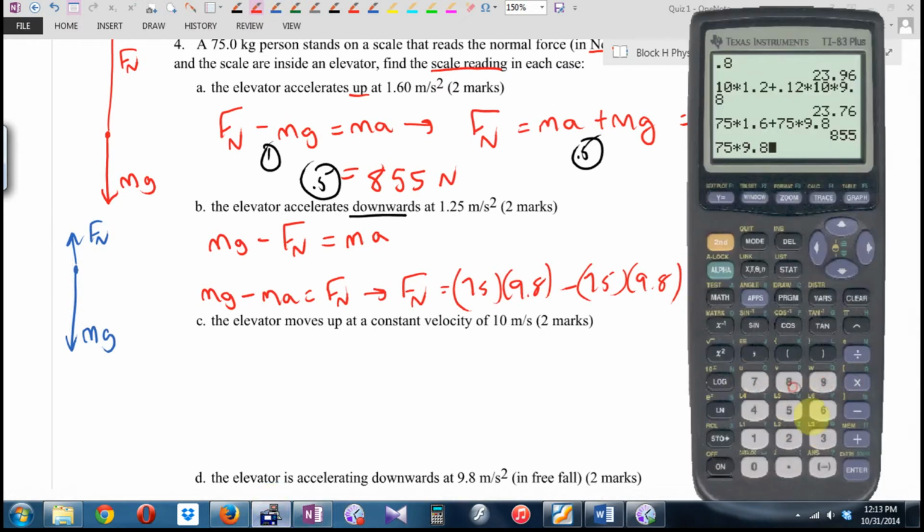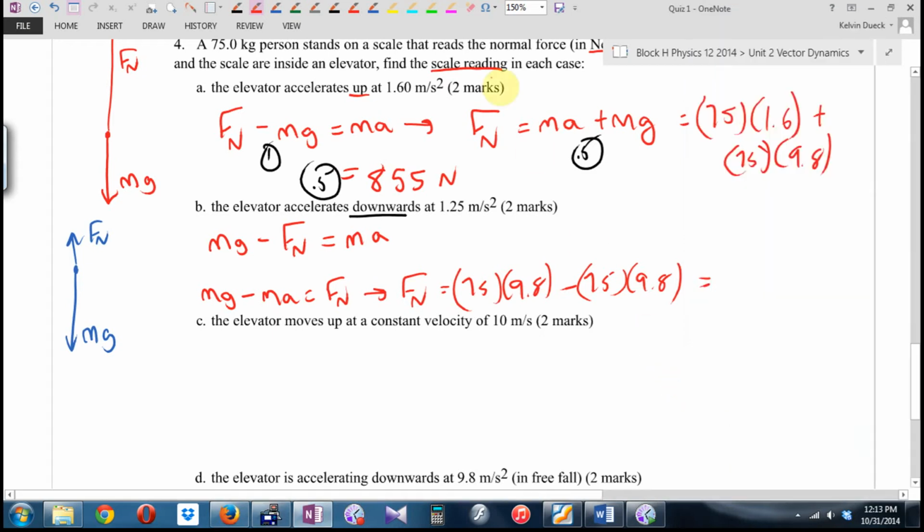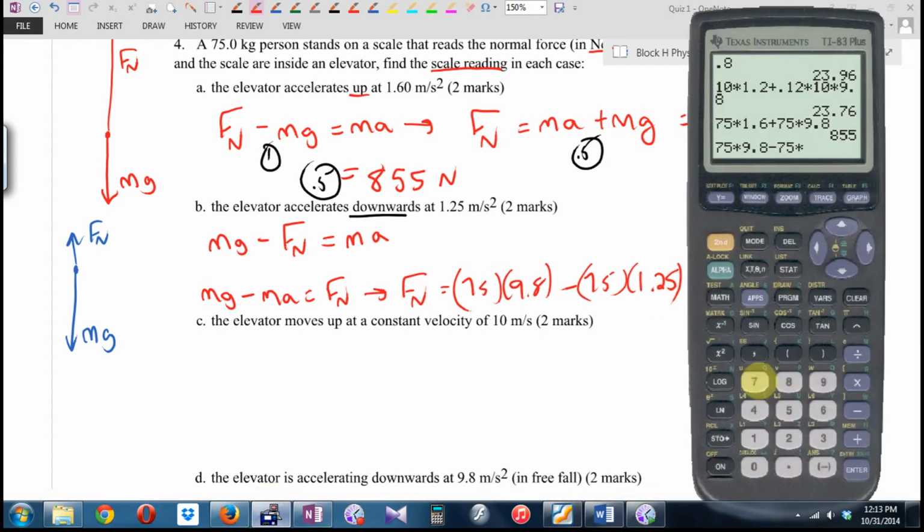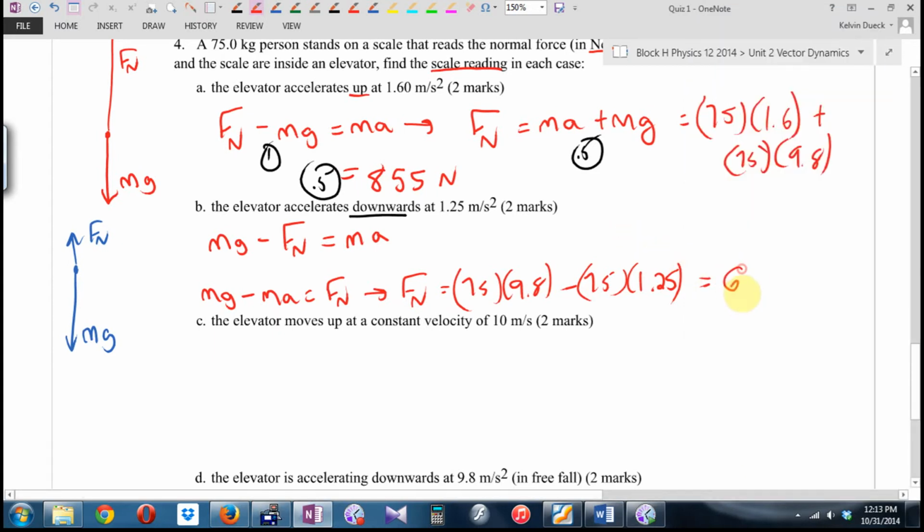75 times 9.8 minus 75 times... I wrote 9.8 twice. How about put the acceleration there instead of 9.8? 1.25. At least I caught that. Minus 75 times 1.25. Hey, is the answer 641? Newtons. Same as before. I'd give you probably 1 mark for that, half mark for getting the Fn by itself, and a half mark for the answer.